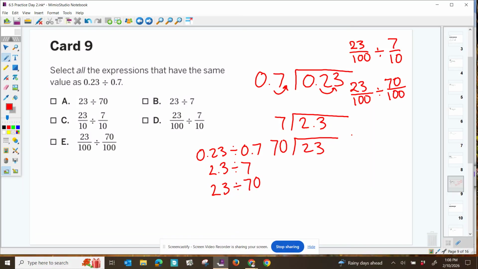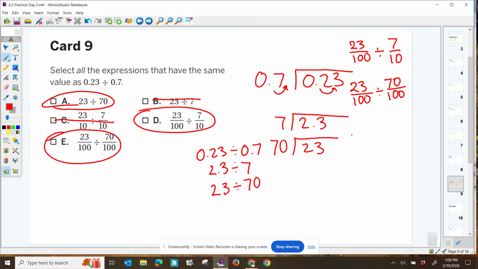So let's see which ones that makes. A is definitely there. B is definitely not. C is not with tenths and tenths, but D is. D is definitely one of those. And so is E. So A, D, and E. A, D, and E for that one.